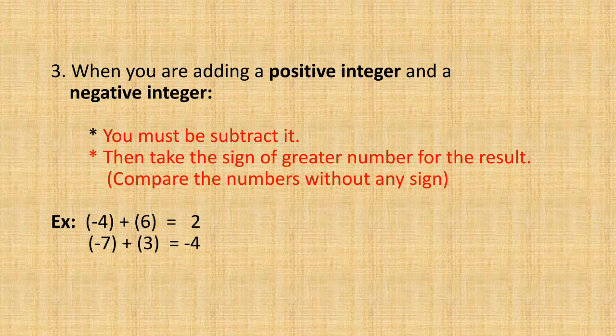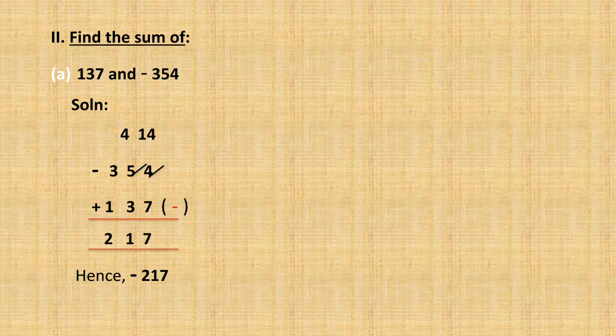What is the rule? When you are having a positive and a negative integer, you have to subtract it, then take the sign of the greater number. So, I am doing subtraction using the borrow method. You are having 4. We cannot subtract 7 from 4. So, we are borrowing from the previous number. 5 becomes 4 and then 4 after getting borrow becomes 14. 14 minus 7, 7. 4 minus 3, 1. And then 3 minus 1, 2. You are getting the answer 217.